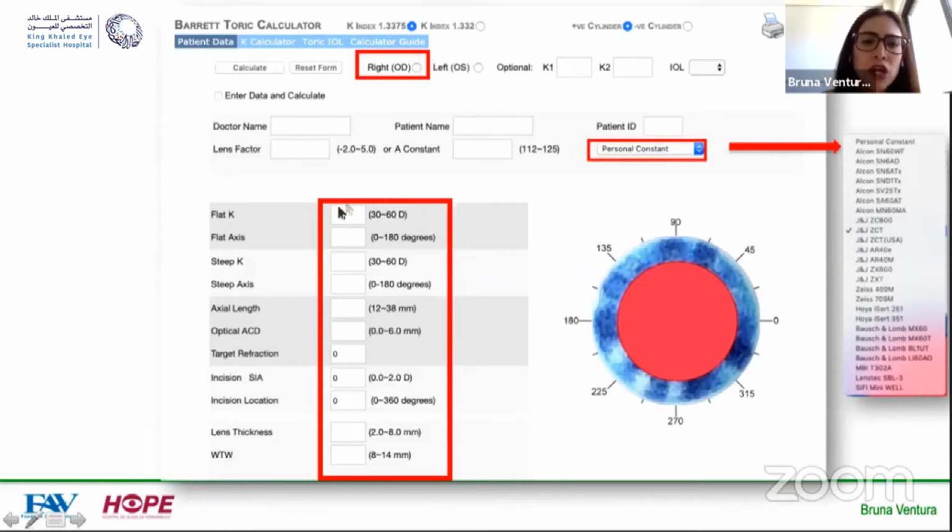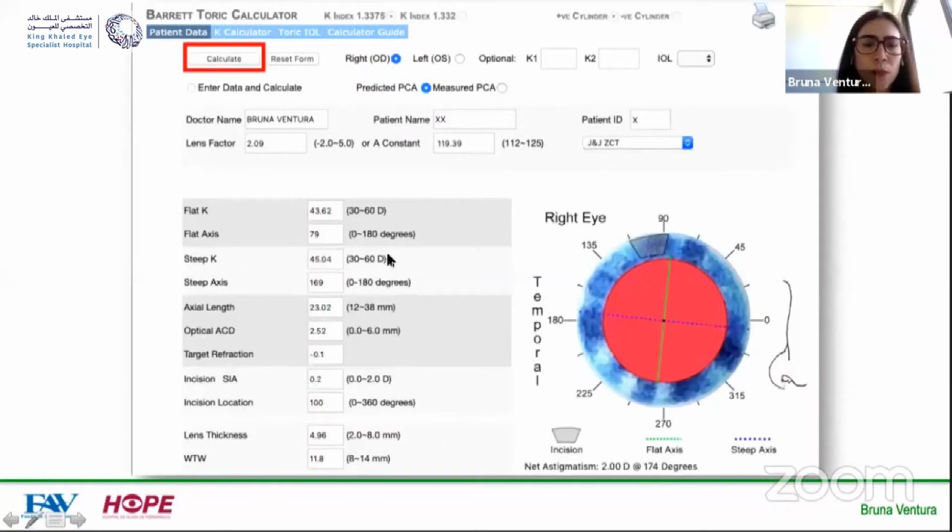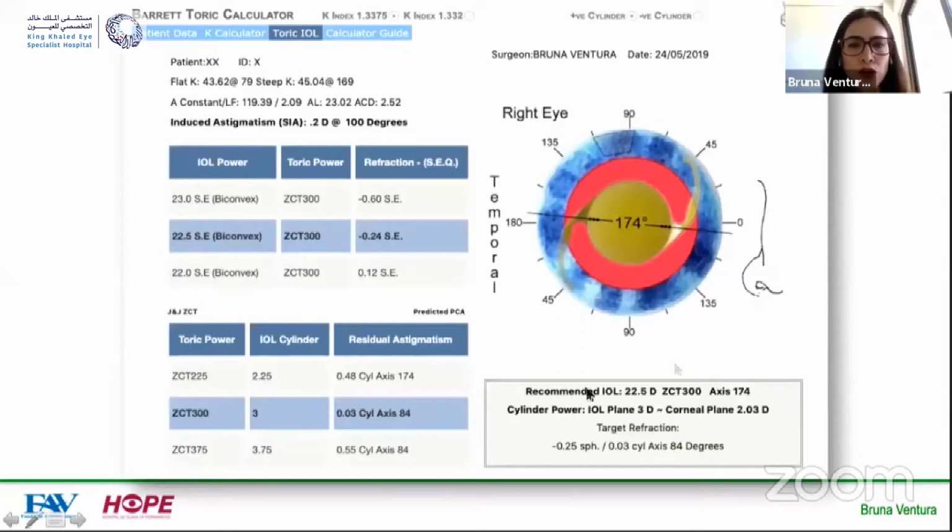Then we come to this place of the calculator where you have to put the data for the flat keratometry, the steep keratometry, the axial length, the optical ACD, your target refraction, the amount of corneal incision surgically induced astigmatism, where you're going to do your incision, lens thickness, and white-to-white if you also have that data. After you do that, you press calculate, and then you choose Toric IOL. And when you do that, you come to this other screen where you see all the calculations done.